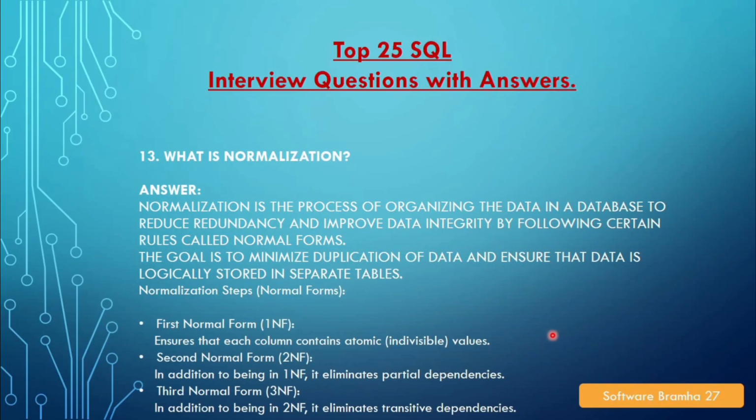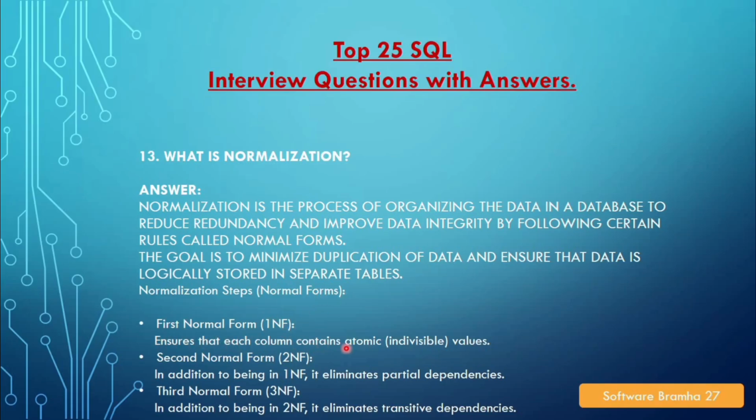Next question. What is normalization? Normalization is a process of organizing the data in a database to reduce redundancy and improve the data integrity by following certain rules called normal forms. The goal of normalization is to minimize duplication of data and ensure that the data is logically stored in separate tables. The normalization steps, that is, the normal forms are: first normal form.